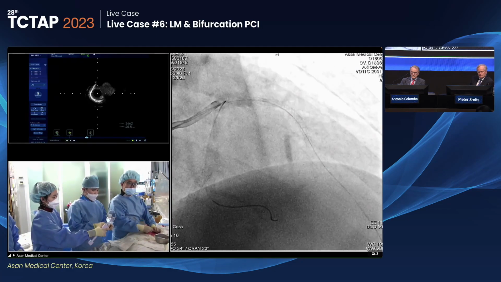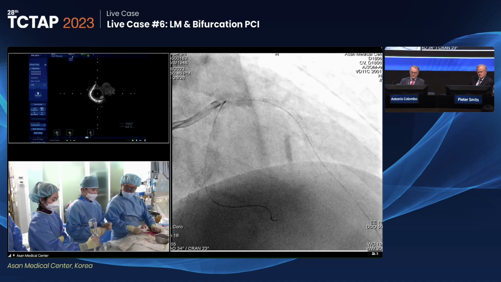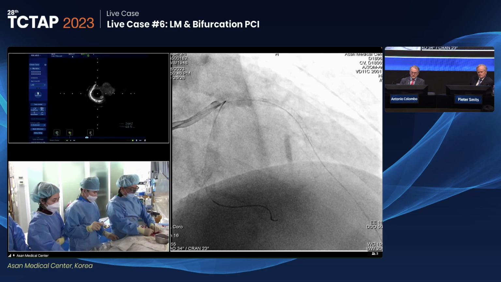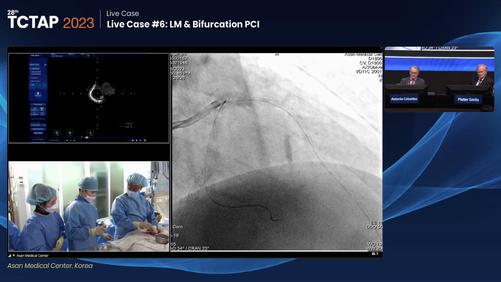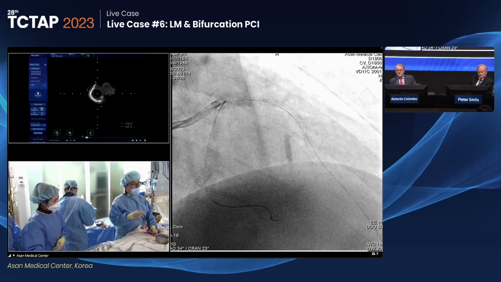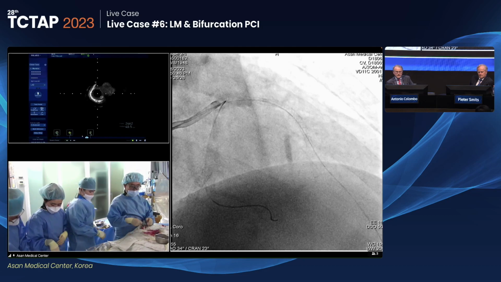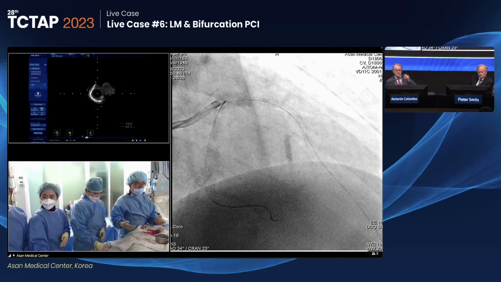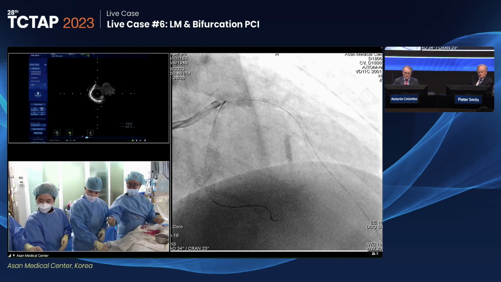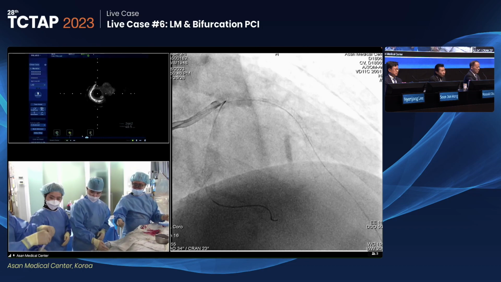This is on the basis of the IVUS, and we decide the exact stent sizing: the mid LAD part 3.0, the left main part is 3.5, and the circumflex is 3.5. And in this live case, I'm going to show our typical crush technique, the balloon crush technique. How can you do? Okay, 3.5 NC balloon.